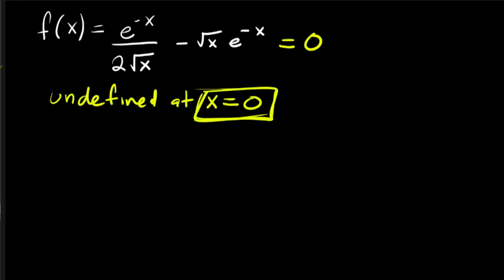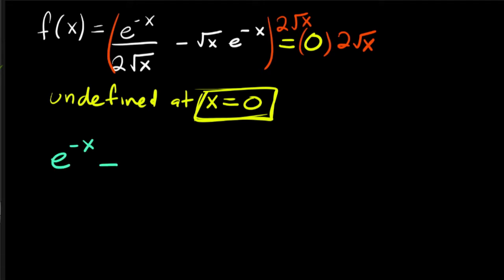Now, if I'm trying to find the zeros, first things first, let's get rid of the fraction altogether by multiplying by the LCD, which is 2 root x. And that's going to give me e to the negative x minus, if I multiply 2 root x times negative root x, I'm going to get 2x and then e to the negative x, equals 0.